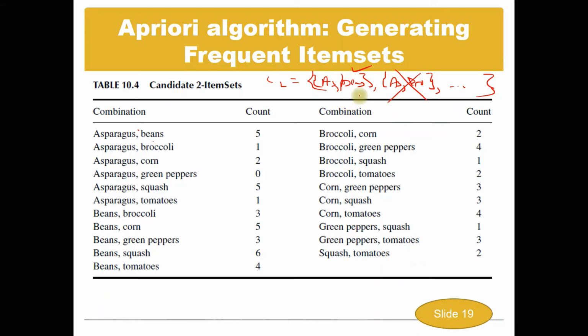We'll cut it out. In other words, when you are going to create your F2, our F2 would contain asparagus bean, but would not contain asparagus and broccoli. Right? It would not contain. So this is pruned out, this is pruned out, this is removed, this is kept, removed, removed, and it goes on like that. So we have now a short list of F2.